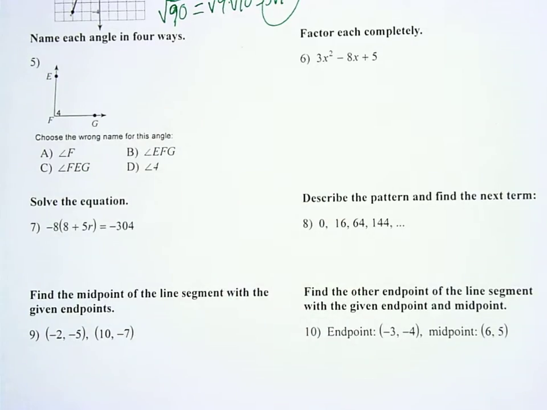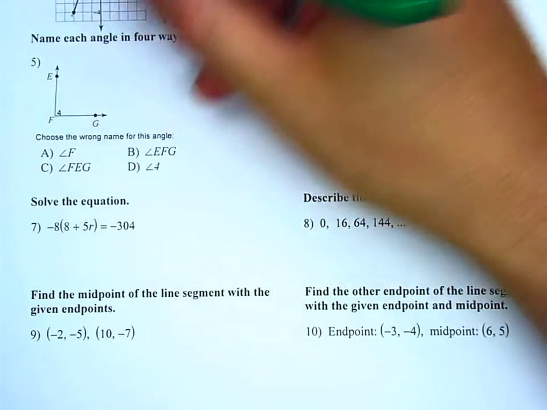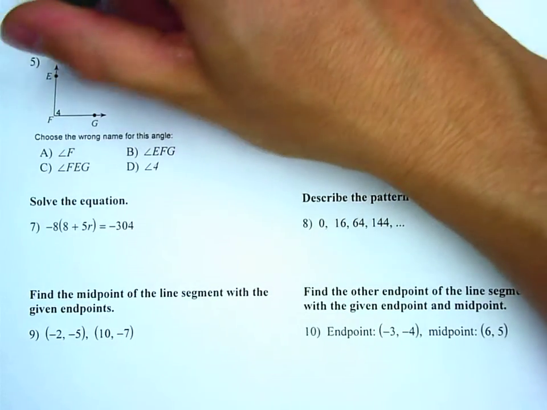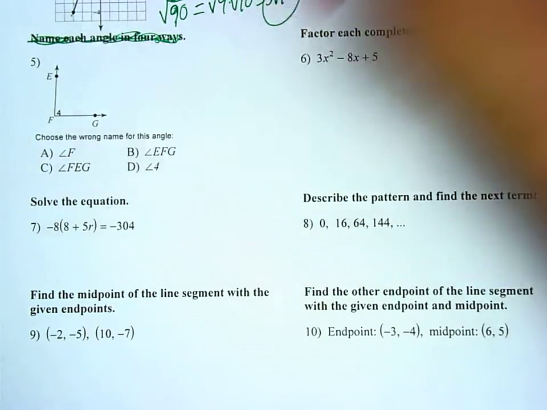Name each angle 4 ways. Choose the wrong name for this angle. So basically, I'm asking you to choose the wrong name for this angle. I'm going to take this instruction off the practice test, so that's not going to be on yours. Choose the wrong name for the angle.